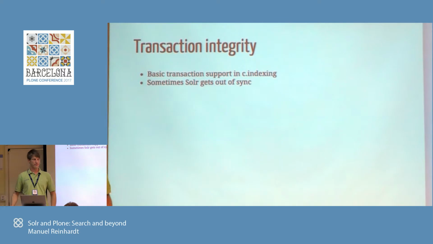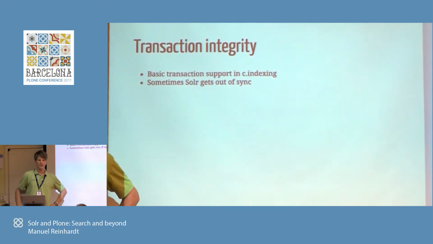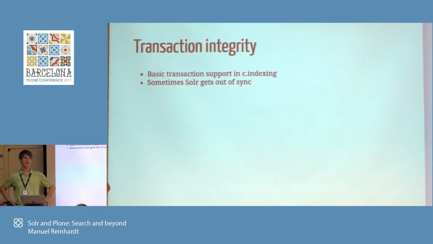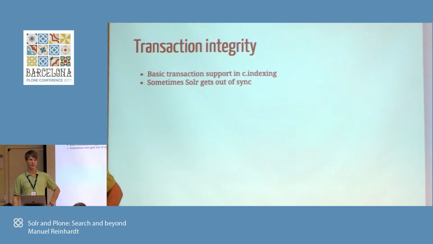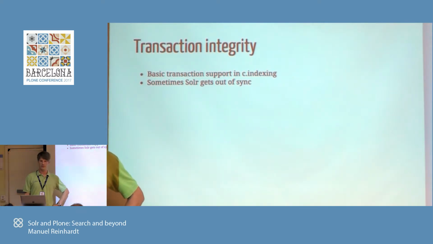Another thing that comes from Solr being an external component is the transaction integrity. It's not always sure that a transaction is atomic, because you have to communicate with the outside when you are doing stuff like reindexing. There is basic transaction support in collective indexing, and so also in collective Solr. But in my experience, there are still situations where something goes wrong.